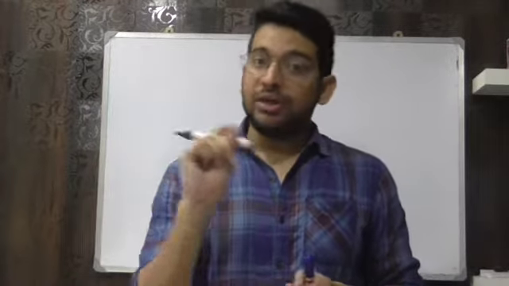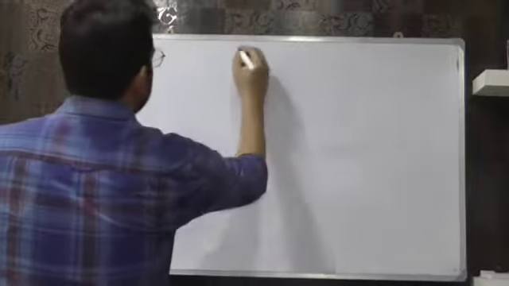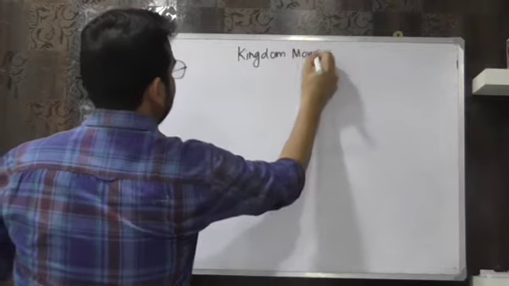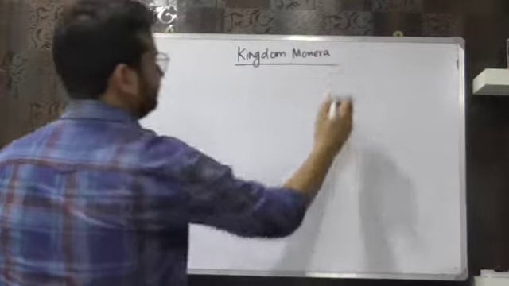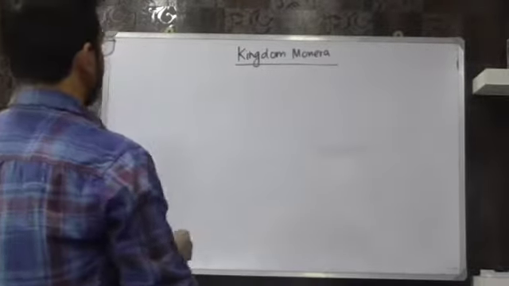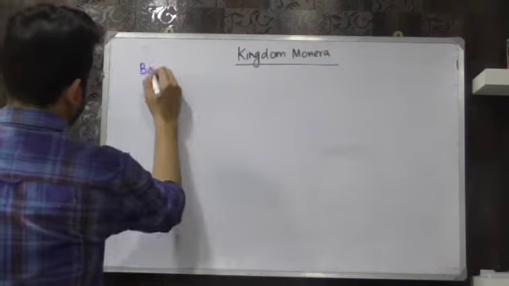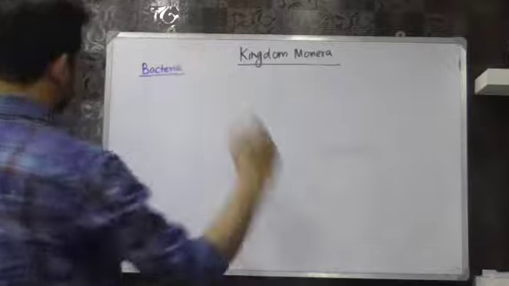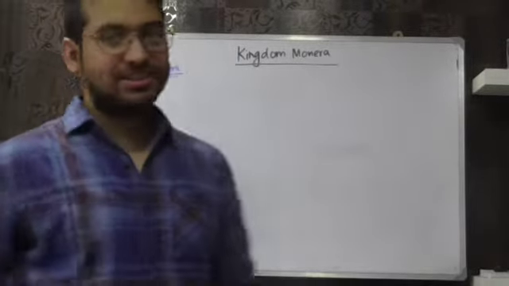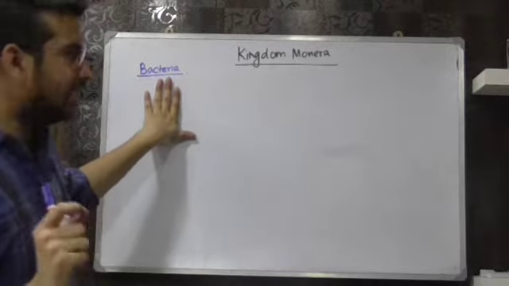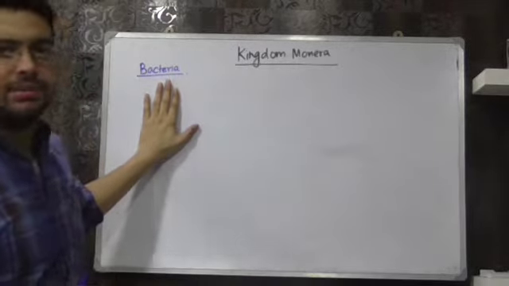So I will start the first part, which is Kingdom Monera. You have to make notes along with me. Okay. So Kingdom Monera. Please give a heading, Kingdom Monera. Now Kingdom Monera comprises organisms which are called bacteria. Please note this. You have to write along with me. So, they comprise bacteria. Bacteria are the only members of Kingdom Monera.